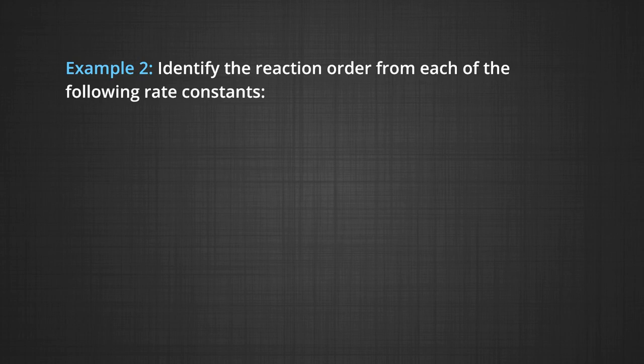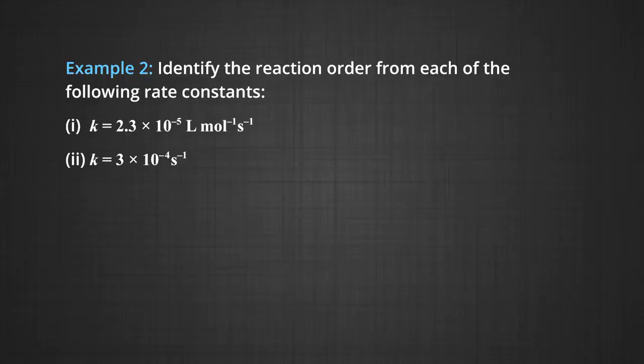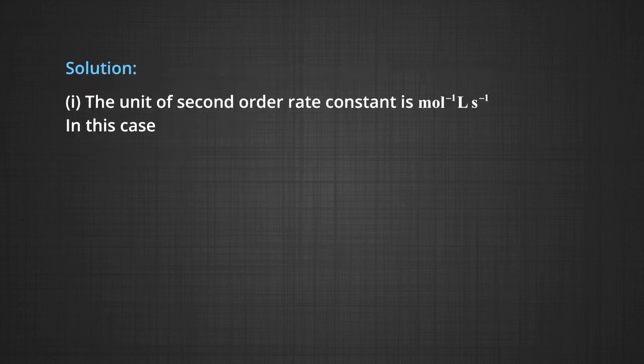Another example in front of you. Identify the reaction order from each of the following rate constants. Now, you have been given the value of the rate constants, and by using the units, you have to find out the order of the reaction. The first part, the given value of k is equal to 2.3 times 10 raised to power minus 5 liters per mole per second. And the second part is given, k is equal to 3 times 10 raised to power minus 4 per second.